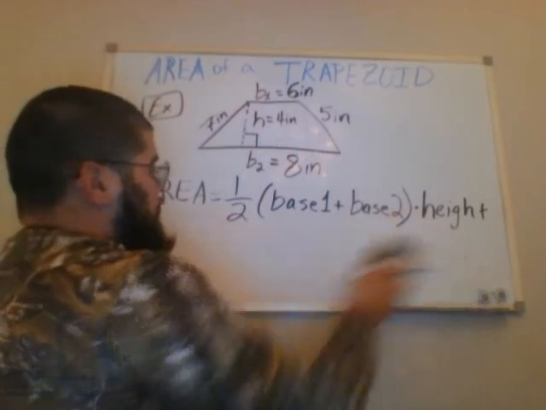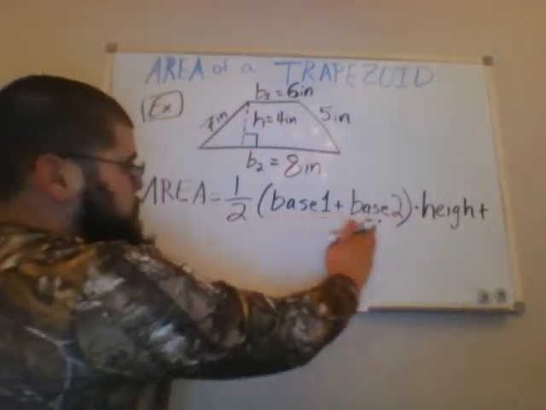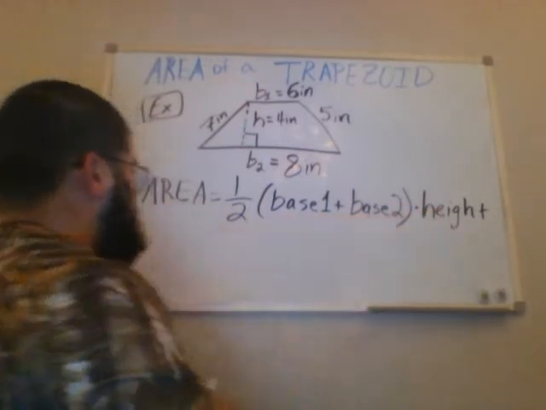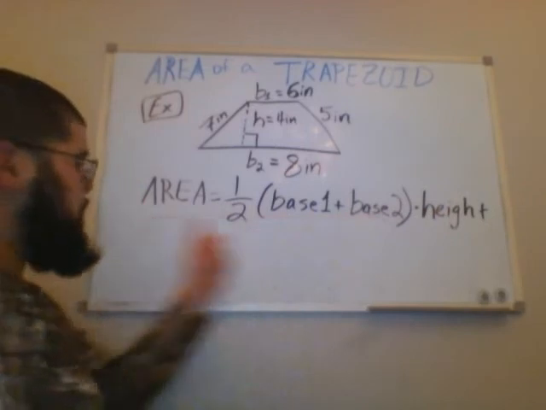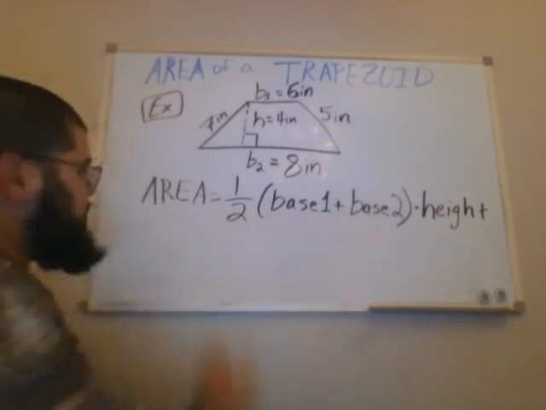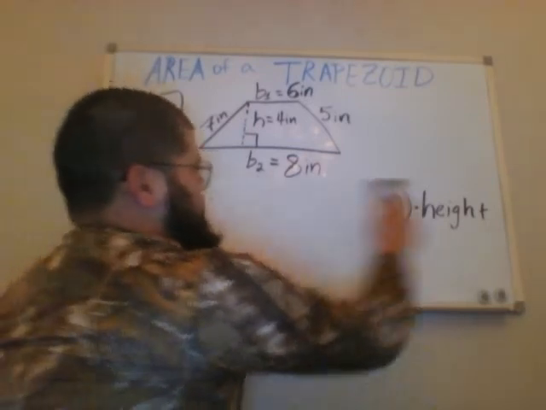Times h for height. Okay, so we're going to rewrite this. A equals 1/2, open parentheses, B1 plus B2, close parentheses, times h. Okay, I'm going to go ahead and write this. You can write that down. Make sure you have that written down on your paper. And again, the reason I'm going to abbreviate it is because we don't have a lot of space on this board. Okay, so let's go ahead and erase this.